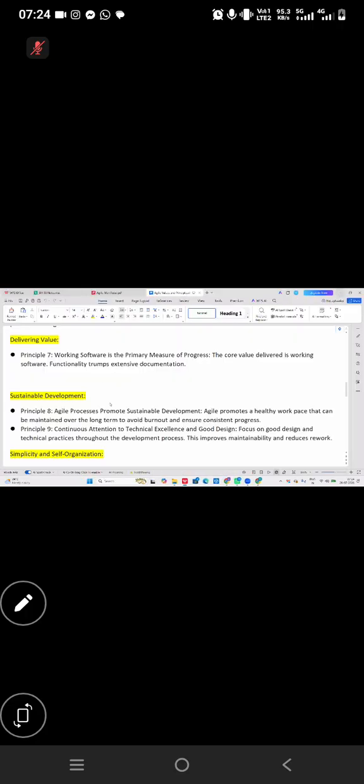Blindly you can tell them, principle 7 is the top priority. At the end of each sprint, we are going to deliver the working software. This is not just a goal. This is the primary measure of progress in Agile.